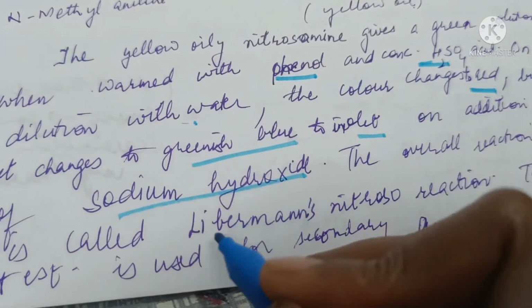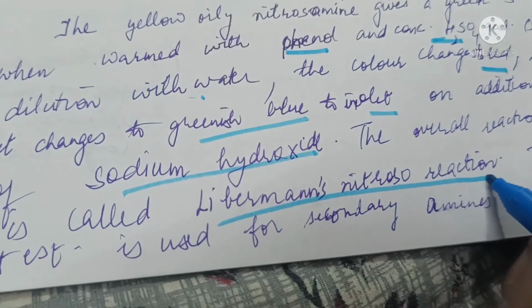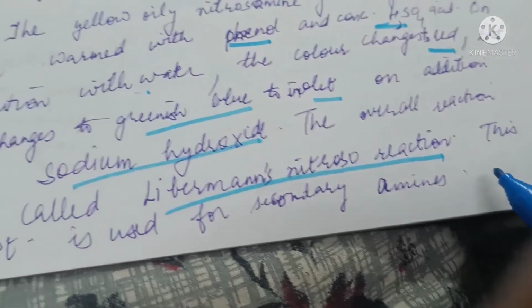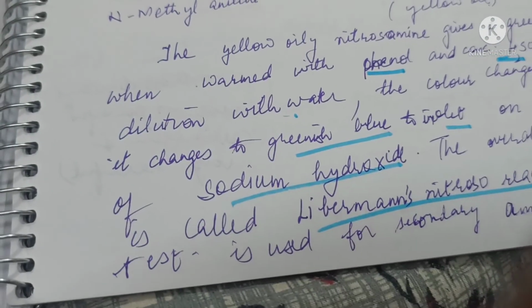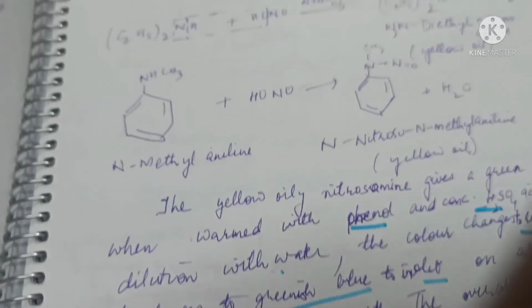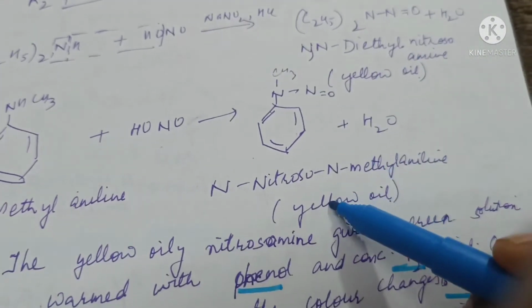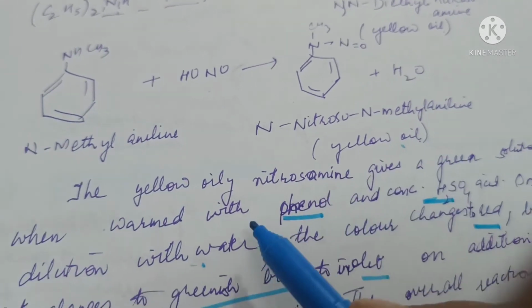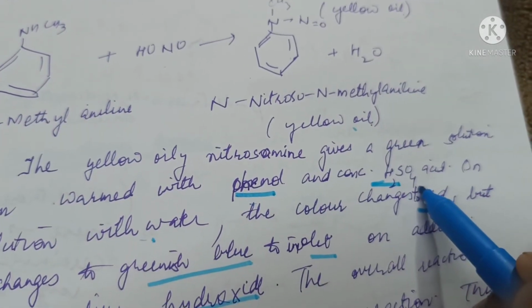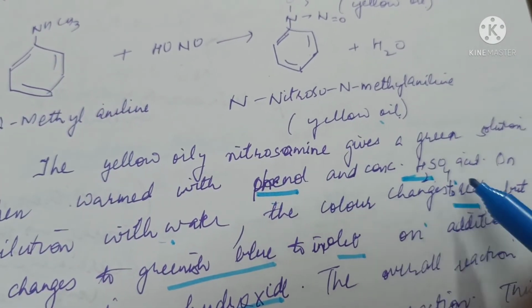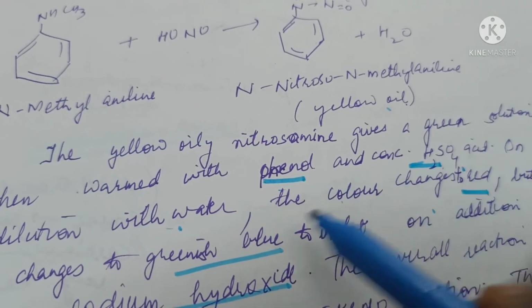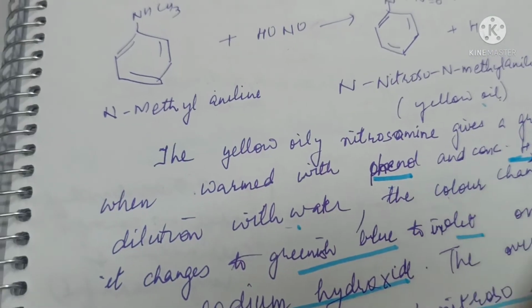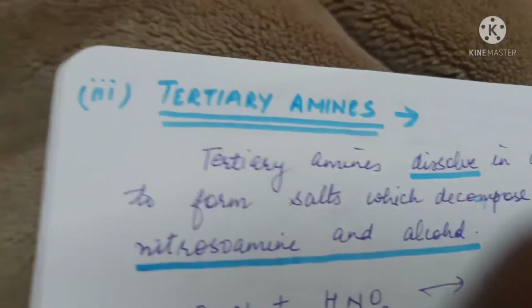So the overall reaction is called the Liebermann nitroso reaction and is used as a test for secondary amines. The yellow oil turns green when warmed with phenol and sulfuric acid, turns red when water is added, and again turns greenish blue to violet when NaOH is added. The test is Liebermann's nitroso test.